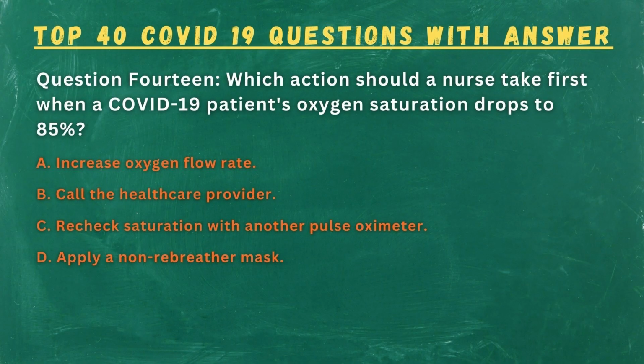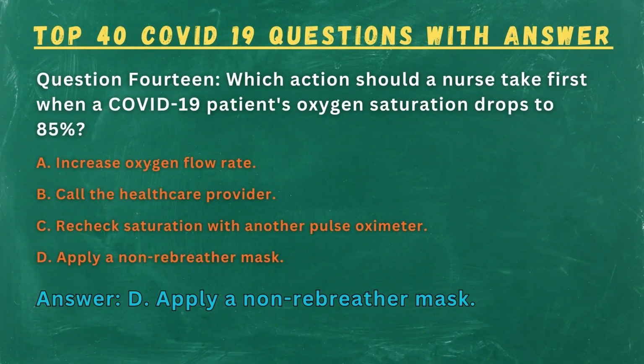Question 14. Which action should a nurse take first when a COVID-19 patient's oxygen saturation drops to 85%? A. Increase oxygen flow rate. B. Call the healthcare provider. C. Recheck saturation with another pulse oximeter. D. Apply a non-rebreather mask. Answer: D. Apply a non-rebreather mask.